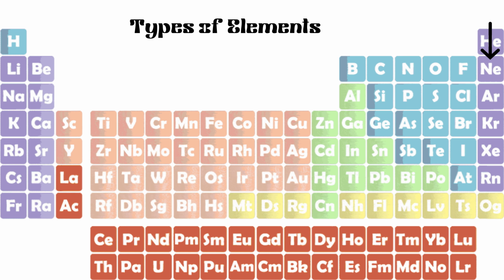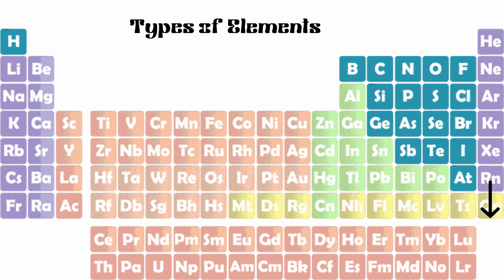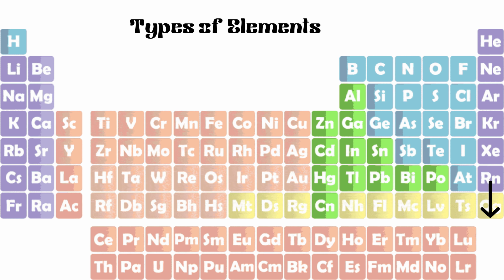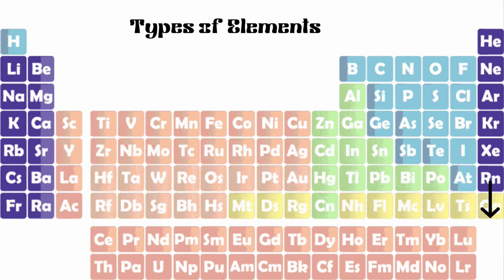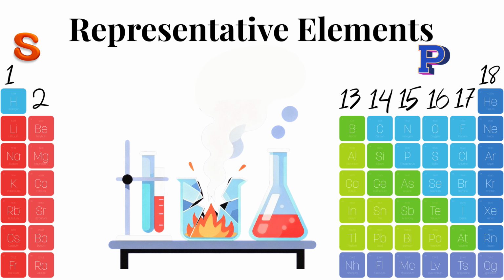The noble gases in group 18 are colorless, odorless, and inert. With full outer electron shells, they are extremely stable. Representative elements are those in the S and P blocks, showing a wide variety of chemical properties.